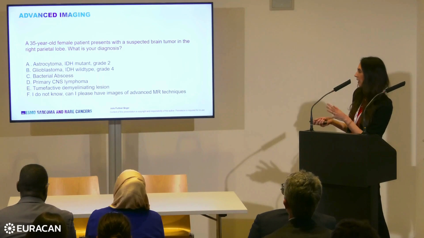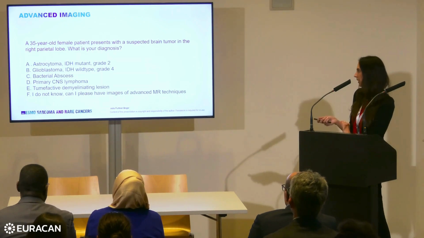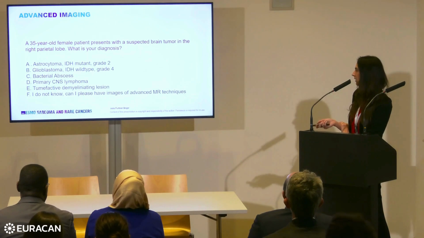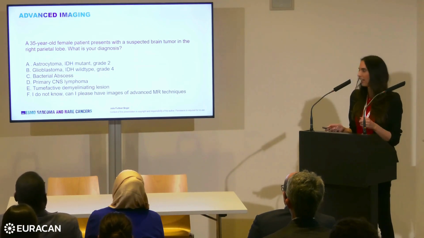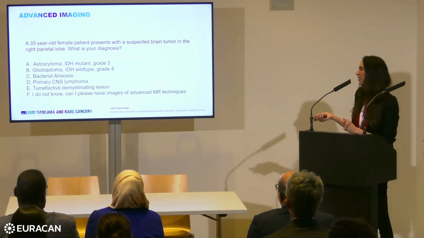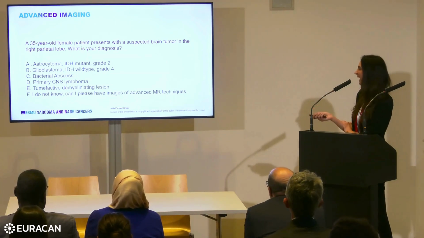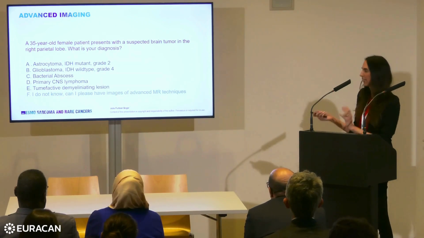Could it be an astrocytoma IDH mutant grade 2, a glioblastoma, a bacterial abscess, a lymphoma, a tumefactive demyelinating lesion, or do you say, I don't know, can I please have more images? If I ask this in this session, I think it's very obvious that if F is the right answer, I will always see more images if they are available.